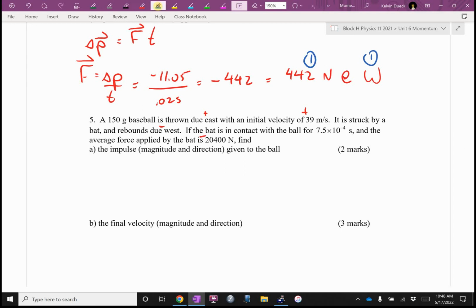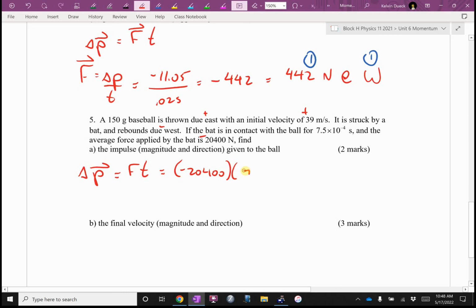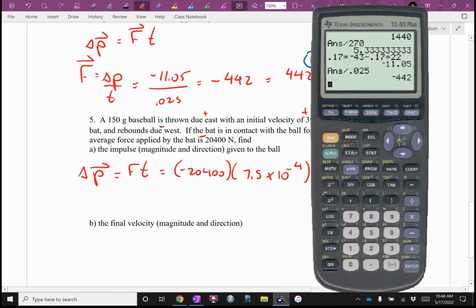What's the impulse? I said, okay, impulse is change in momentum. You know what? This time I'm going to use force times time. I'm going to use negative 20,400 times 7.5 times 10 to the negative 4. And I got negative 15.3.